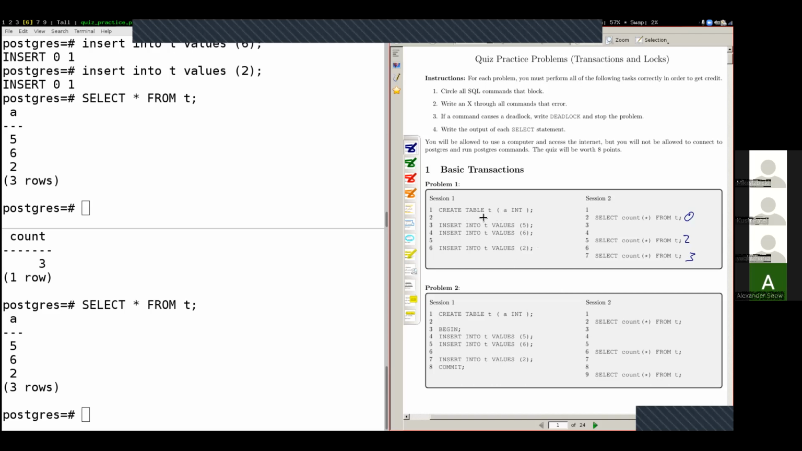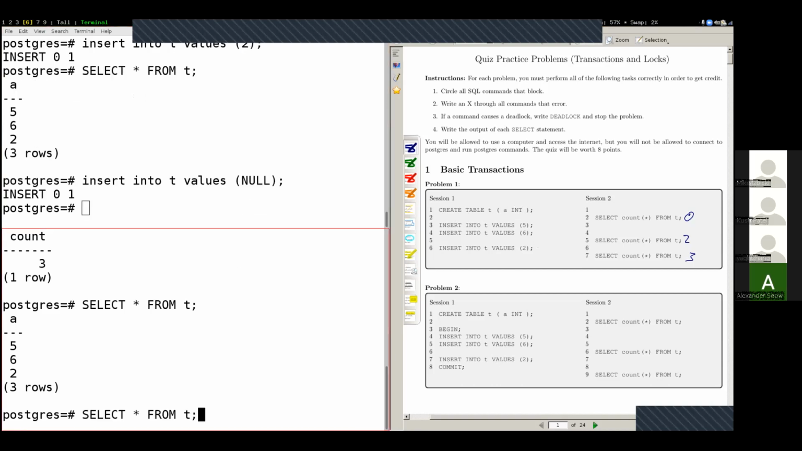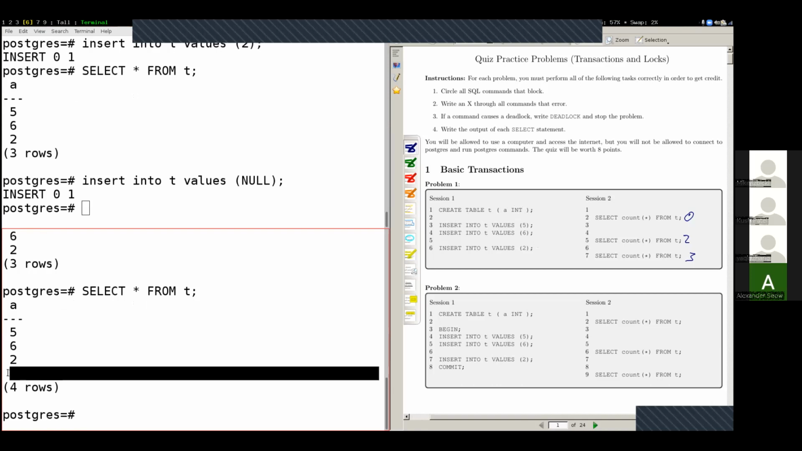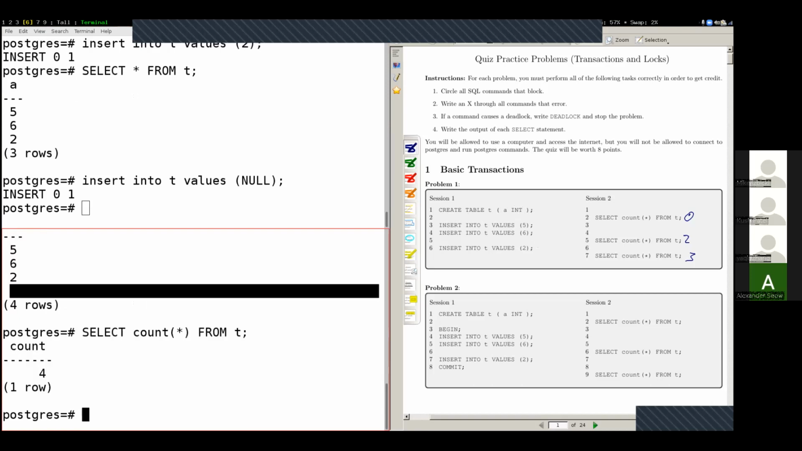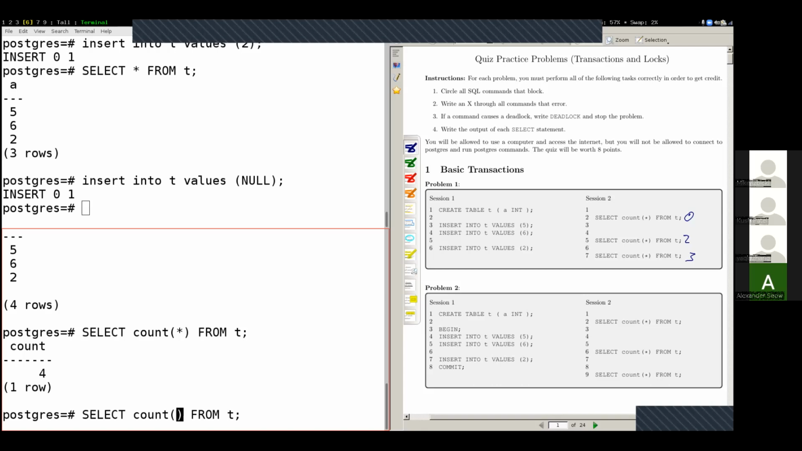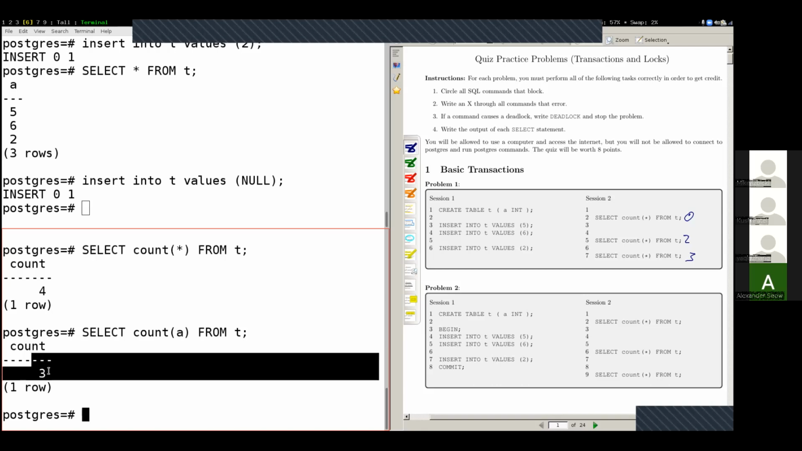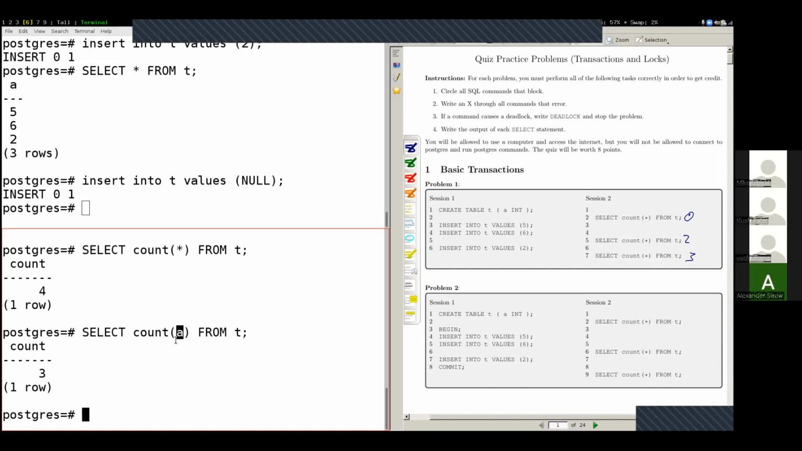So here, this table that we created, T, has no restrictions on this A column. It can be null or not null. So if I inserted a null value, then down here you can see the null value was added, and changing that to a count star still counts the null rows. So I could change this count command to something like count A. And then again, this only counts the non-null rows if you put a specific column here.